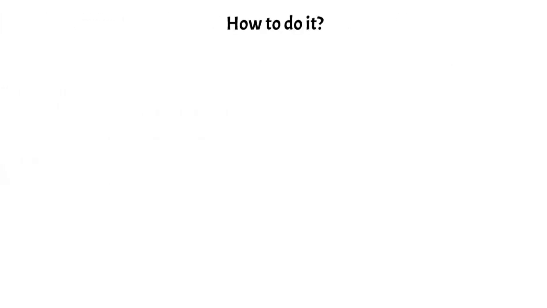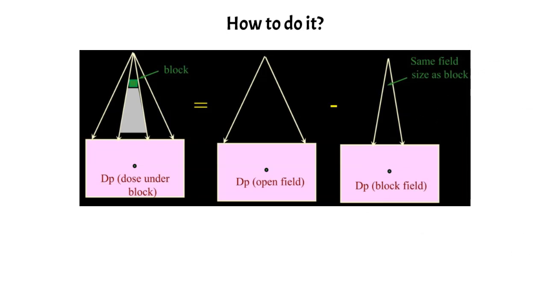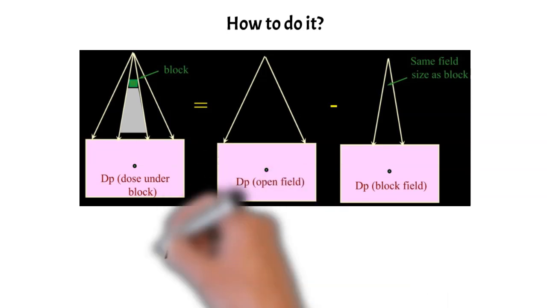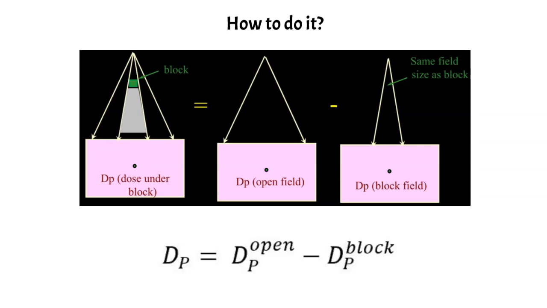Well, it's a lot more straightforward than it is to calculate the dose to a point outside the field. So this is what we do. We just take the dose that the point would receive from the open field and subtract off the dose from the block field. So we compute the dose using the field size of the open field, and then we compute the dose for the field size of the block, and we just subtract the block field dose from the open field dose. So it's a very straightforward calculation. It's just a subtraction of two different doses using two different field sizes.